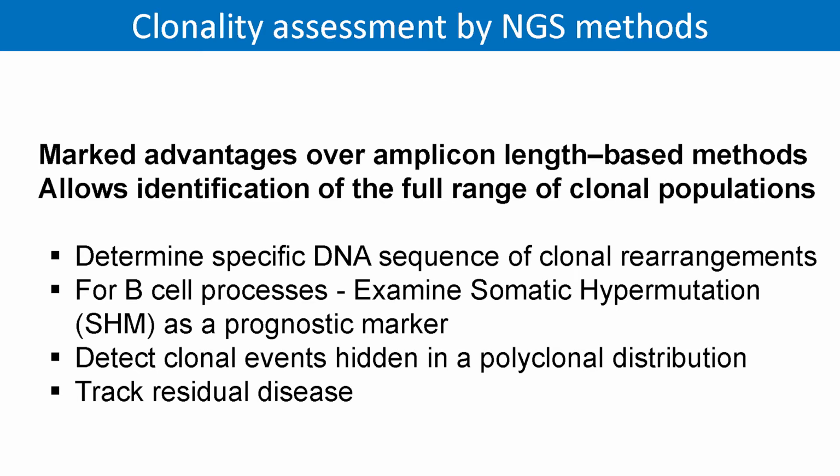You can also, for the B-cell processes, at the same time that you're doing the clonality assessment, examine somatic hypermutation as a prognostic marker for CLL or hairy cell leukemia or even plasma cell neoplasms. You can also detect clonal events that are hidden in a polyclonal background, which with the fragment analysis assays you wouldn't be able to know because they have the same size as the other fragments, but you cannot see the actual sequence. And then of course you can track residual disease very easily because you actually have the sequence of the clone that you're looking for.